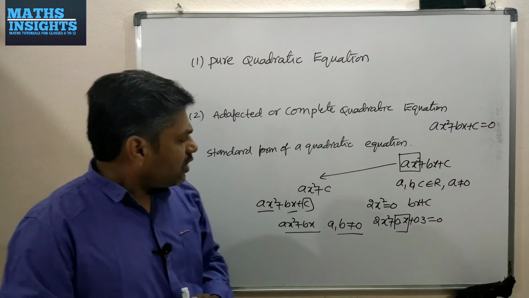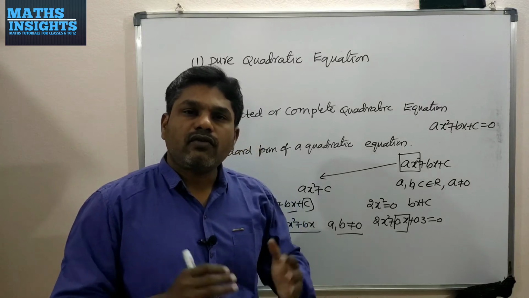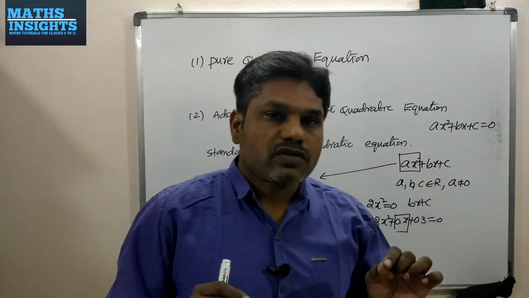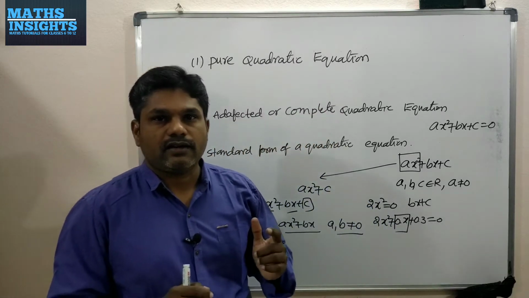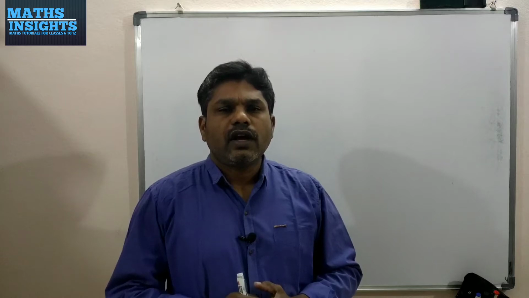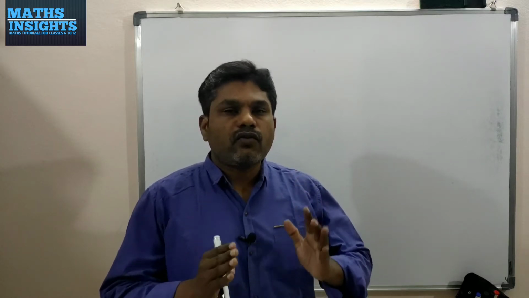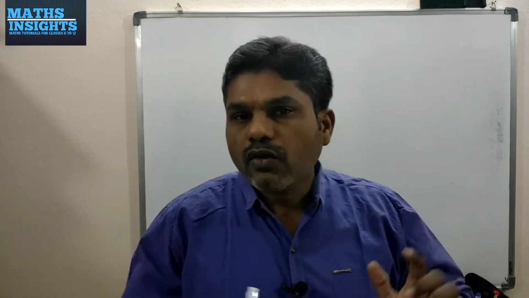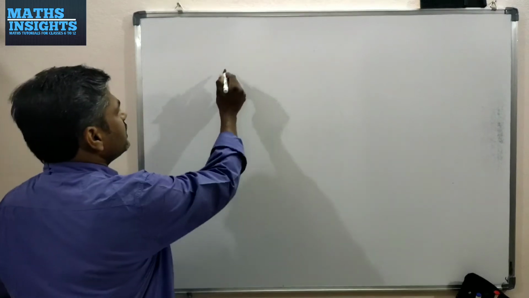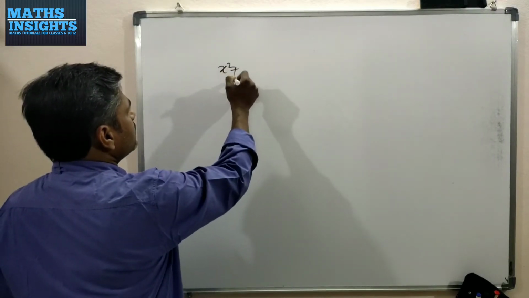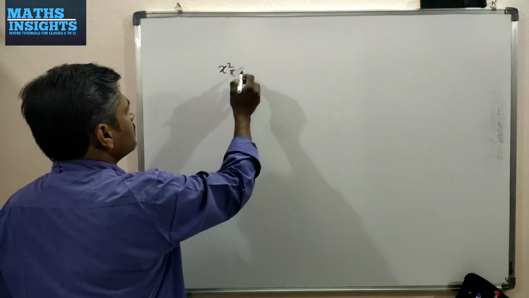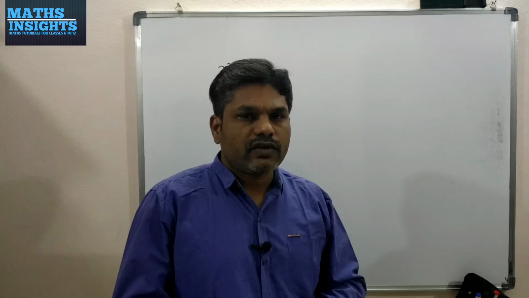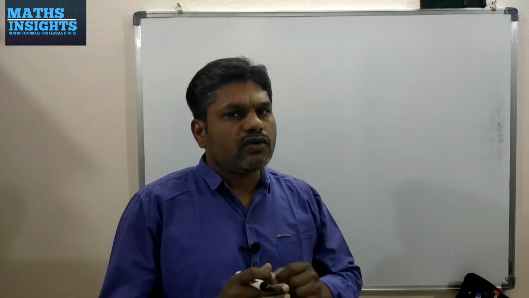We will now discuss in detail how to draw the graph of a quadratic equation, and by using that graph how to find the zeros of the quadratic polynomial. I will take a quadratic equation and draw a graph for that, and we will learn how to find the zeros of that quadratic polynomial. Let me take x square minus x minus 6. This is a quadratic equation, you know very well. So you have to find its zeros.